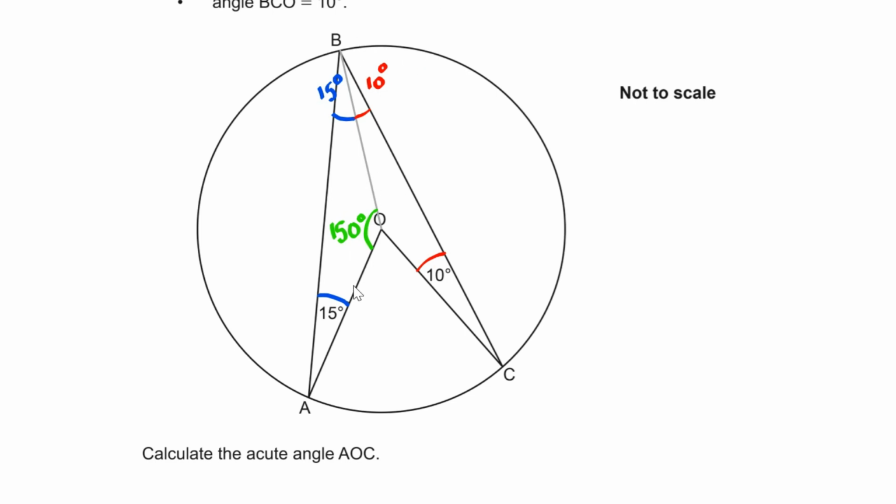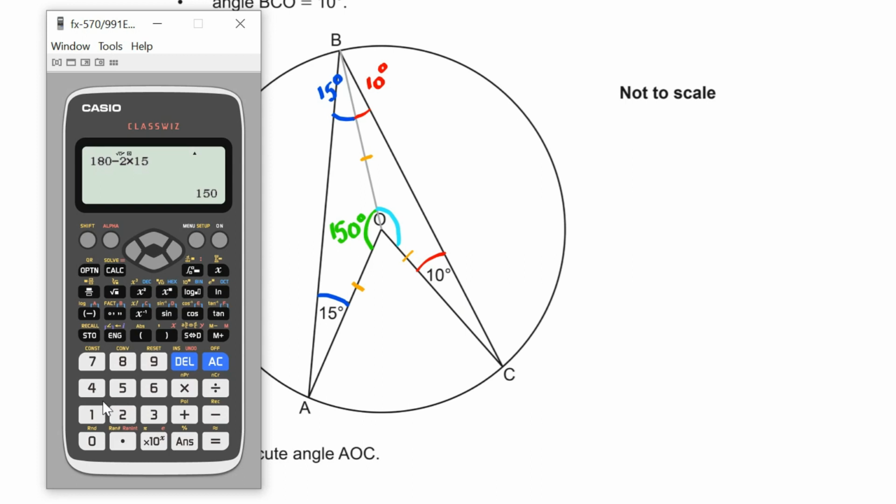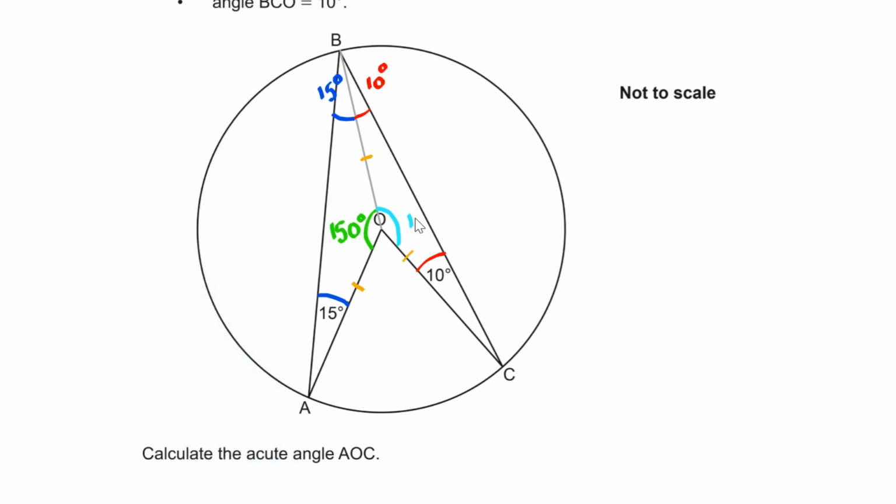Okay, so let's just make that clear. That is equal to that, which is equal to that, which is why we've got two isosceles triangles. And then this angle over here is equal to 180 take away 2 times by 10. Well, no need to divide by 2 actually. We've got 160 over here.